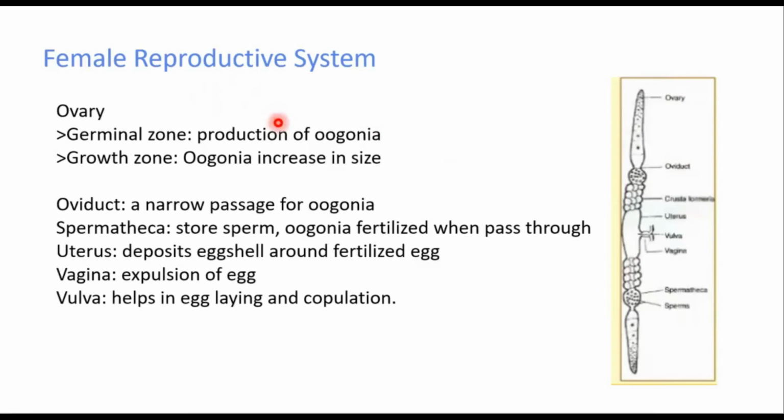So here for the ovary, it's the germinal zone, production of the oogonia, and for the growth zone, oogonia increase in size. And the oviduct is a narrow passage found here.